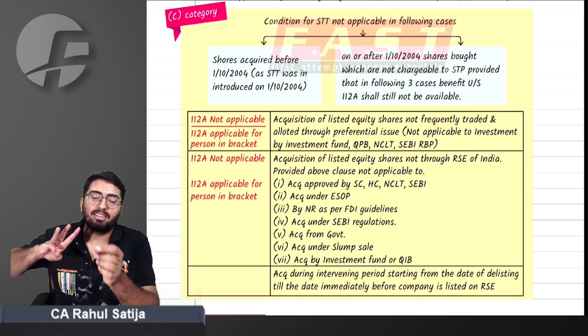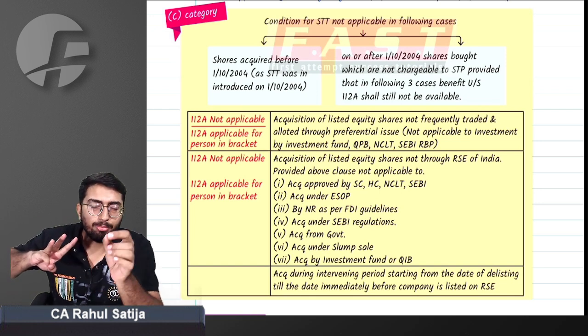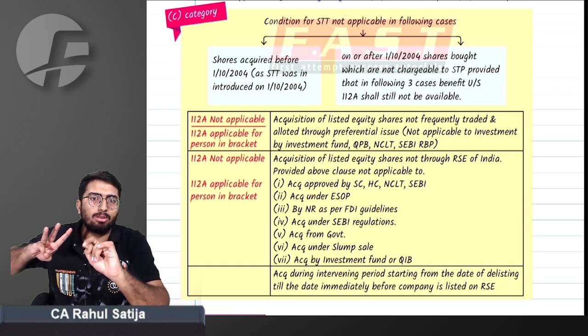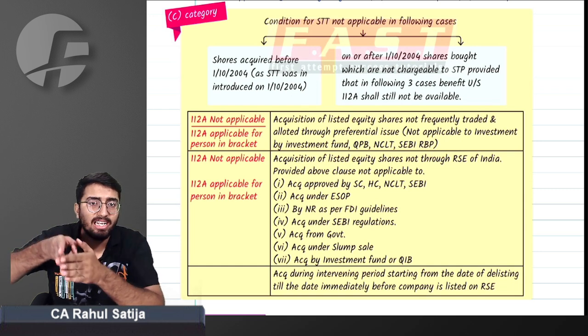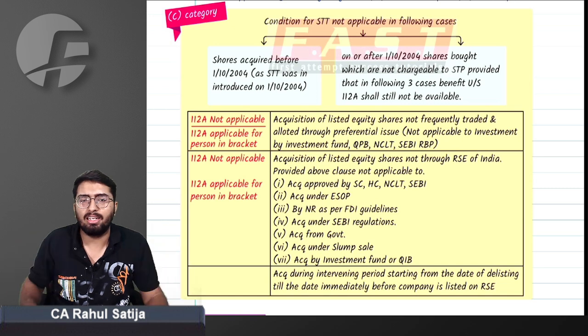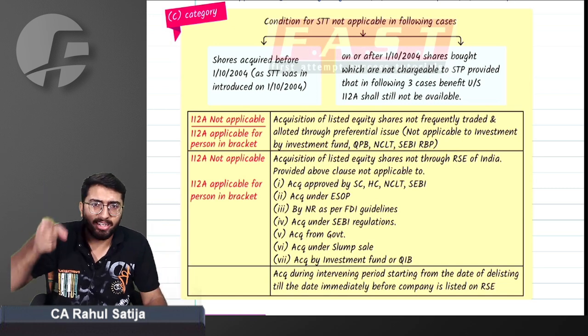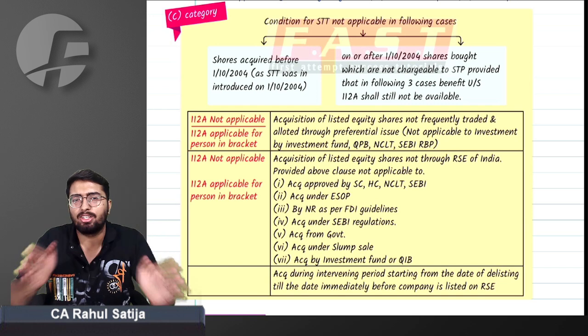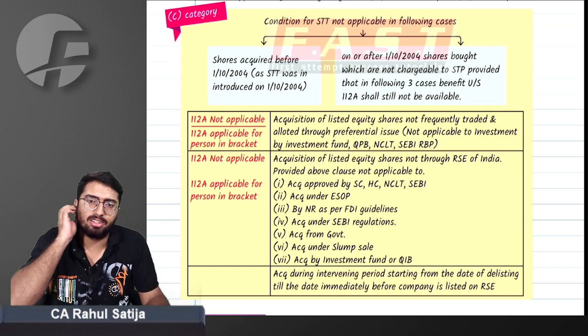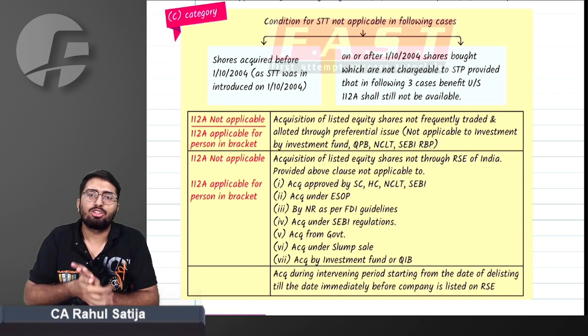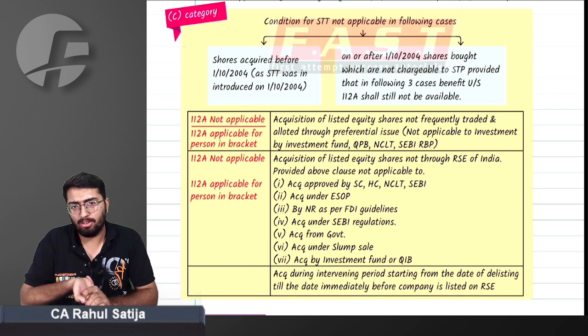And the third one, a case where even if you pay STT, you will still not be eligible for 112A: if you buy shares that are delisted and are in the process of relisting, in the intervening period between delisting and relisting. If you buy shares in between that, even if you pay STT, you will still not be eligible for the 112A benefit. So what I said, the 112A benefit is available for listed shares.